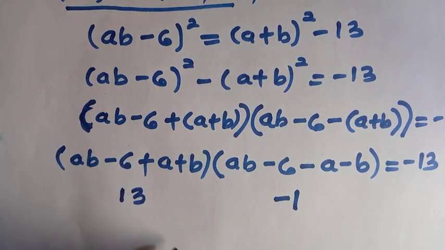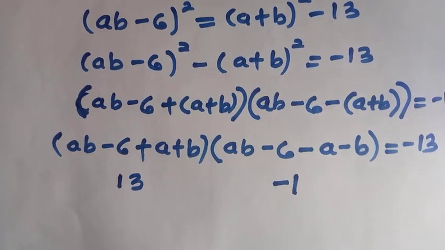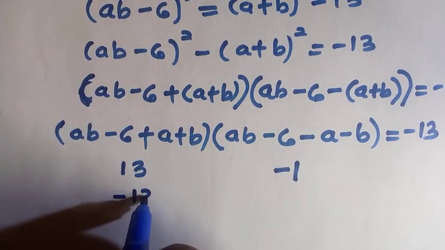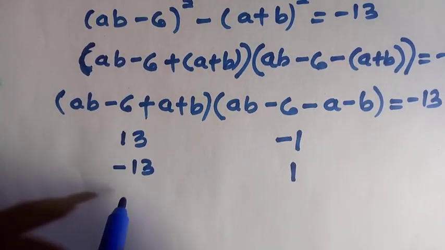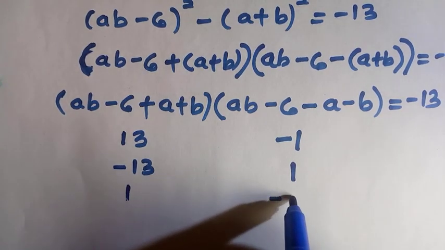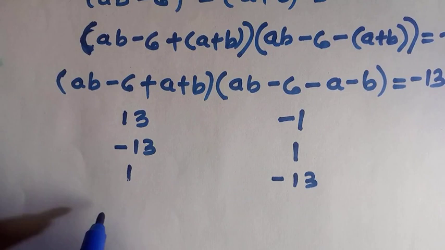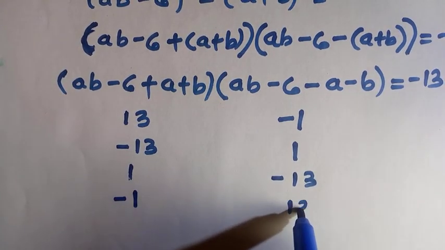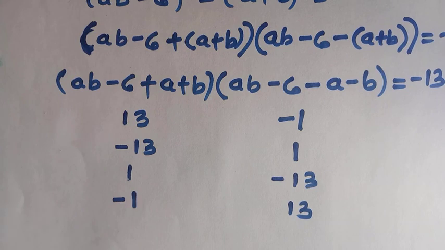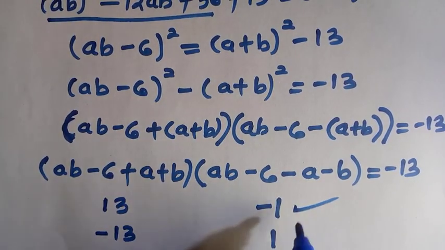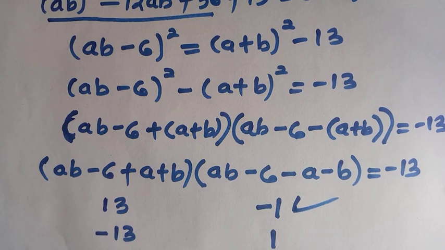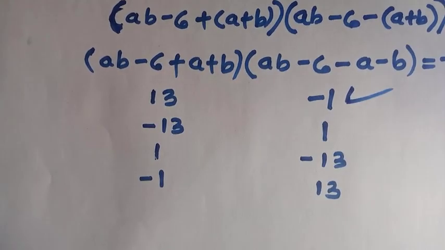If I take the first one as 13 and the second one as negative 1, multiplying this gives negative 13. Also, if this is negative 13 and this is 1, it still holds. Another possibility is if this is 1, the other is negative 13, and the last one is if this is negative 1, the other is 13. But if we start iterating all these values, it might consume a lot of time. So I've tested it and concluded that 13 and negative 1 will suit us. Because we are looking for the positive integers, not negative, that's why I'm going for the first one.